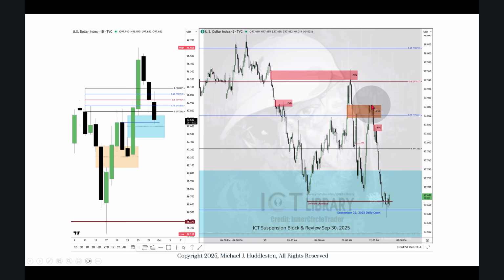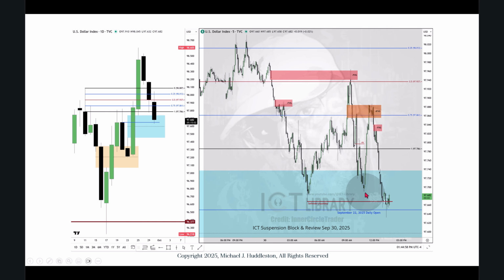Small little errant wick there. It's normal. It's permissible. Notice the bodies are staying inside the inversion fair value gap. Okay, notice it's not classic support and resistance of this old high. The bodies are being held inside of my PD array. This up close candle casted forward, and you'll see that it acts as an inversion fair value gap.